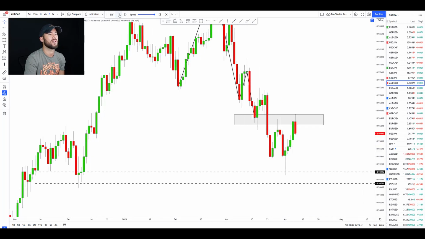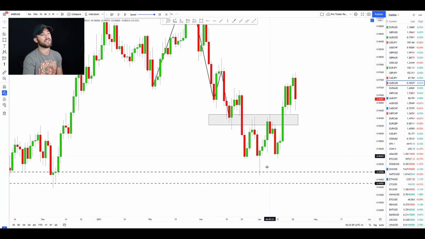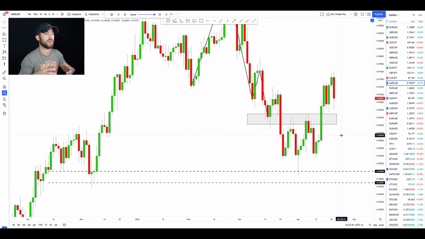So if I hit play, we'll see that that level did in fact provide a bounce out of the market. So that's how we find counter trend support levels. We'll go through one more example of counter trend support, and then we'll switch and look at a couple of examples of counter trend resistance. So let's go find an example of counter trend support one more time, and I'll see you guys in a second.